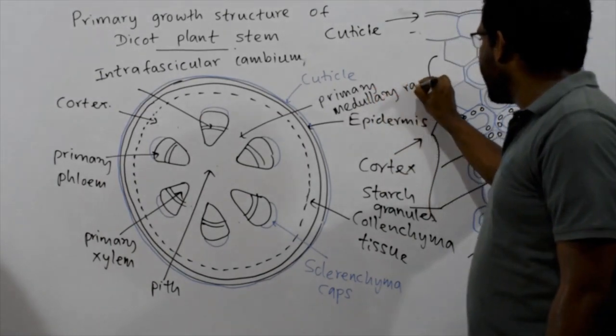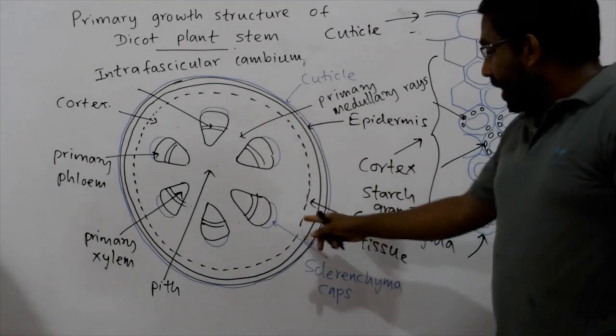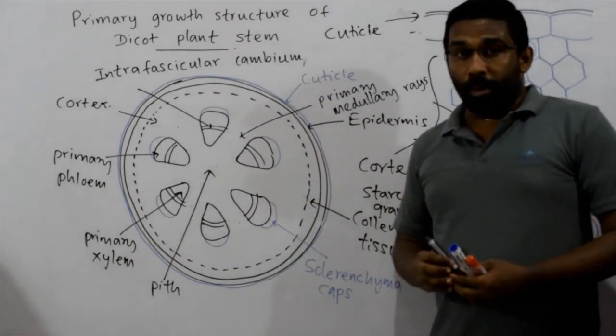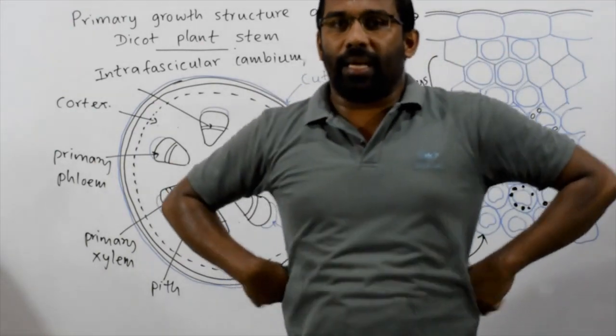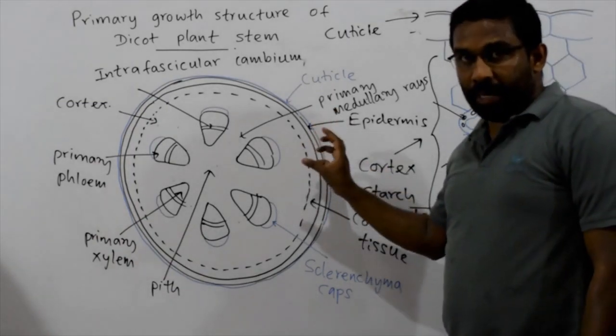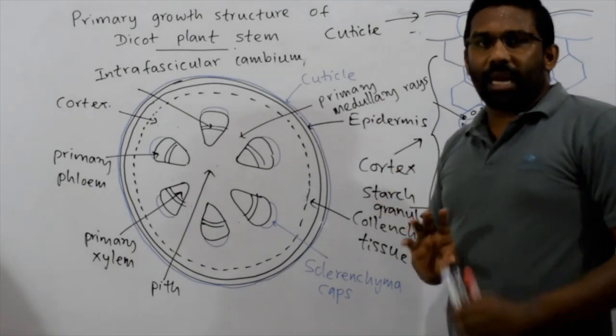Primary medullary rays. Those are parenchyma. Then here, this is the parenchyma cap found just outer of the primary phloem. When we are discussing root, we discuss endodermis and pericycle in the root. But typically in the dicot stem structure, endodermis and pericycle are not prominent.